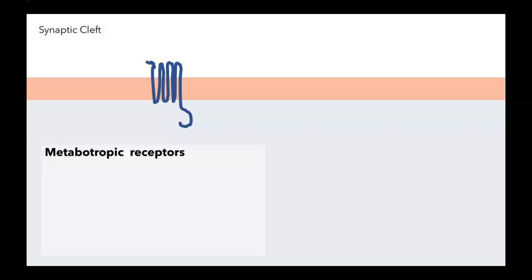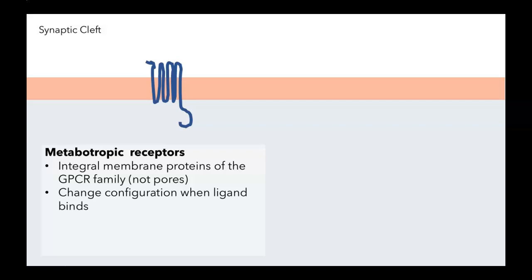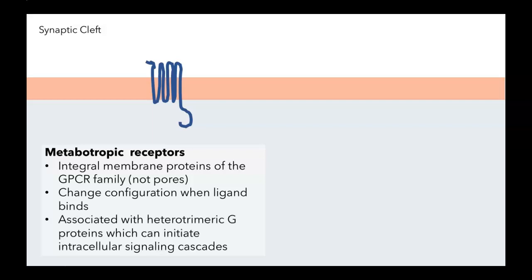I want to say a word about the other type of glutamate receptors, the metabotropic receptors. Now remember, these are integral membrane proteins, but they're not pore formers, they're not ion channels. They'll change configuration when the ligand binds. They're associated with what are called heterotrimeric G proteins. This is a set of 3 small proteins which are associated with it. And in this state where it's off, the heterotrimeric G protein will be associated with a molecule of GDP.